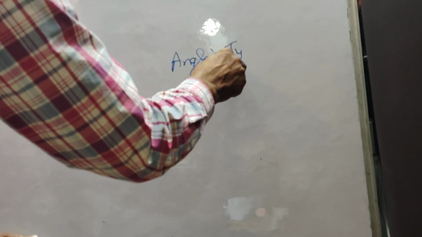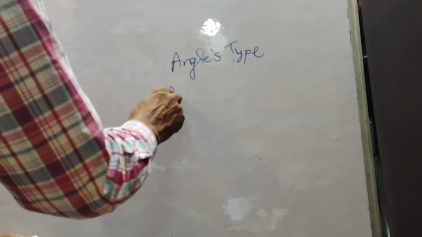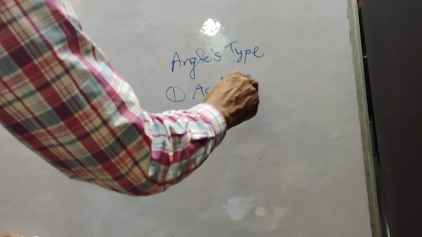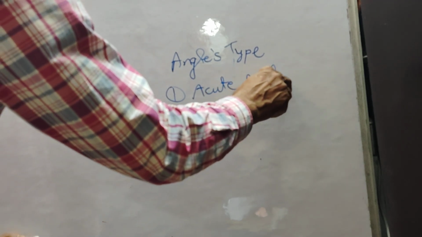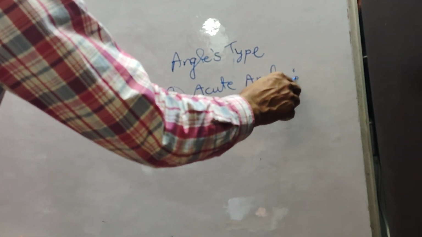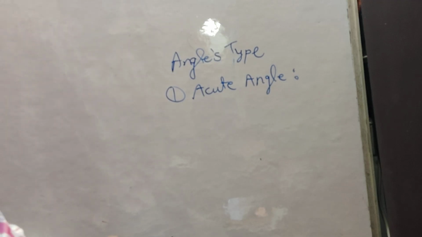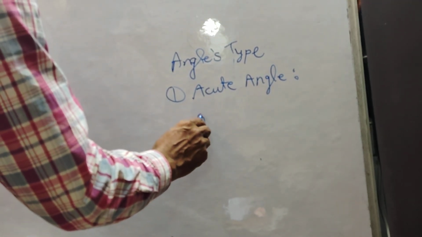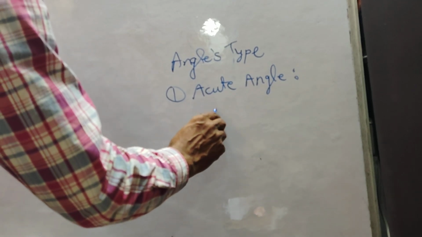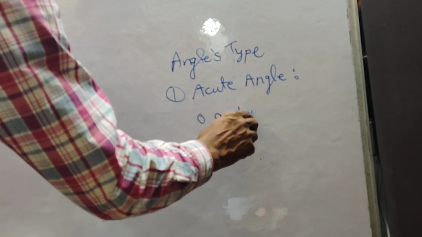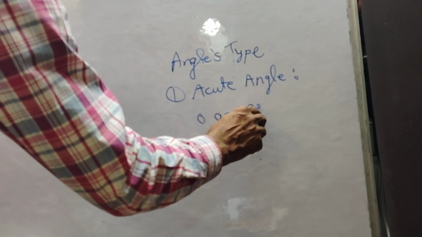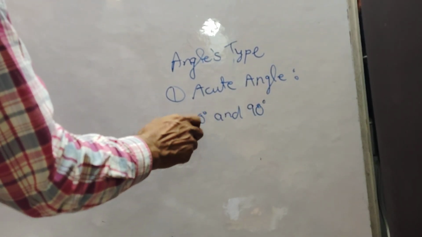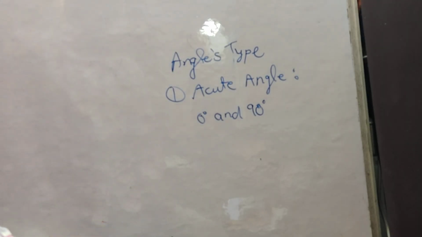First is the acute angle. Angles whose measure is less than 90 degrees, between 0 and 90 degrees, are called acute angles. This is the sign of degree. An angle between 0 degrees and 90 degrees is called an acute angle.